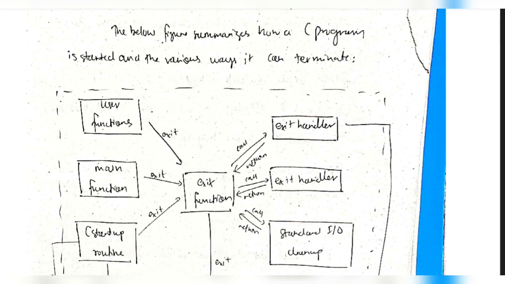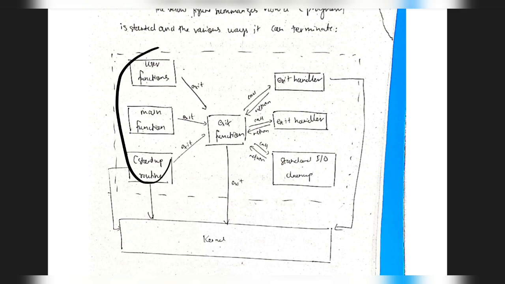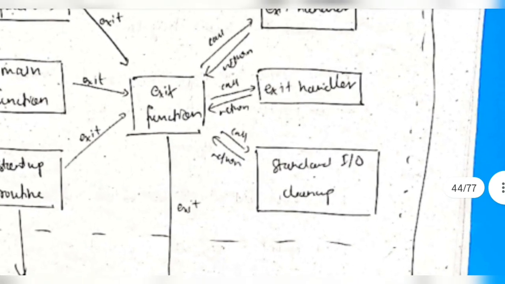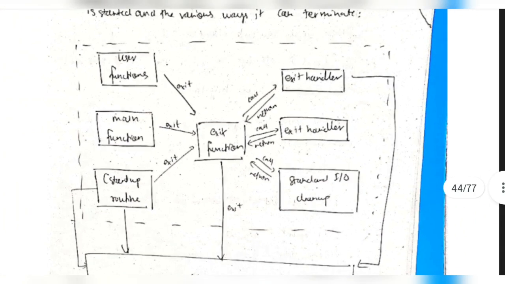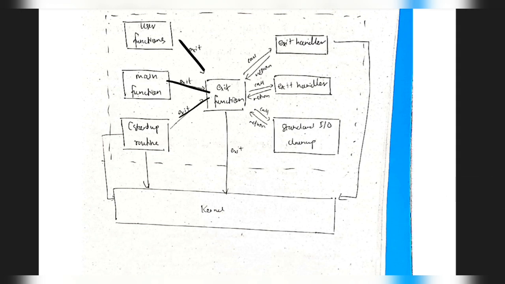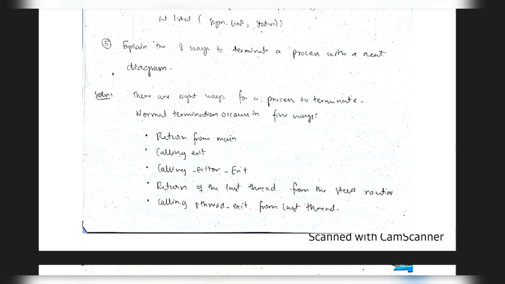How it is started is, when the system gets on, it starts along with the kernel operations, and it exits in the following ways. There are 6 ways here. The 3 ways from here to here are the permanent exit, and here is the temporary exit, like a function call. Here we have the exit handlers, and here we have standard input output. The functions come and exit here, and they will be called and requested. That will happen bidirectionally here and unidirectionally here, and all of this information is managed by the kernel. That's why you have the connection to the kernel as well. That was about the question: explain the 8 ways to terminate a process with a neat diagram.